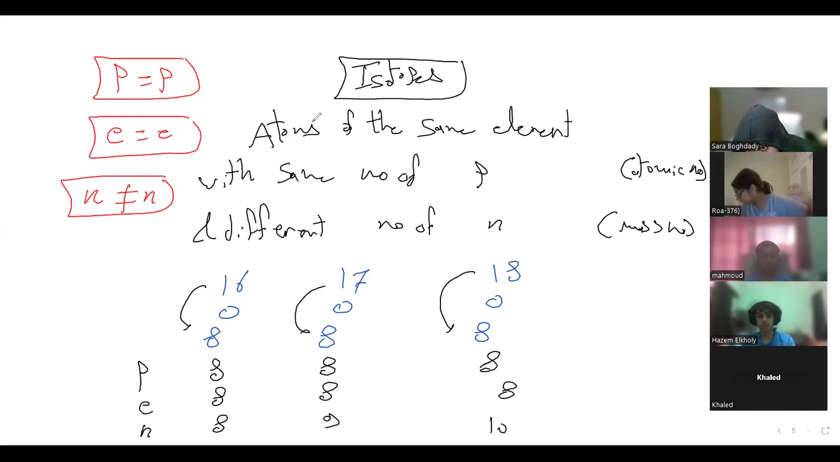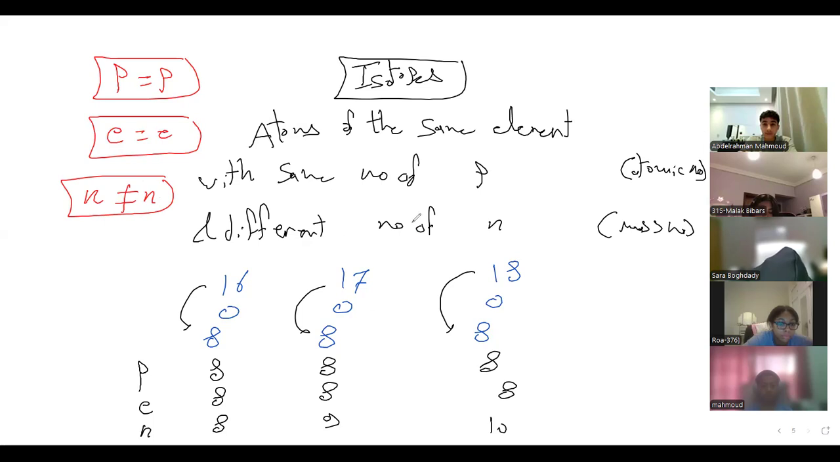Again, okay, isotopes. What is meant by isotopes? Atoms of the same element with same number of protons and different number of neutrons, or same atomic number and different mass number. Atoms of the same element, and we must say same element. All of them are carbons, or all of them are oxygens. Same element. We must have same element.